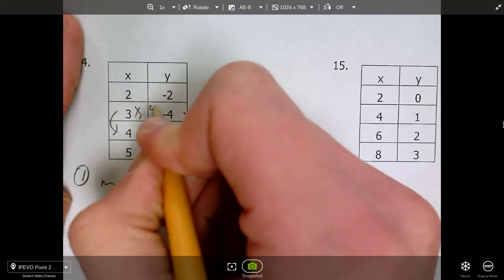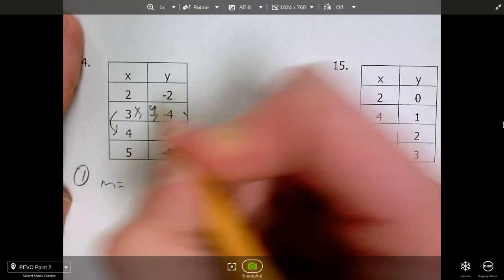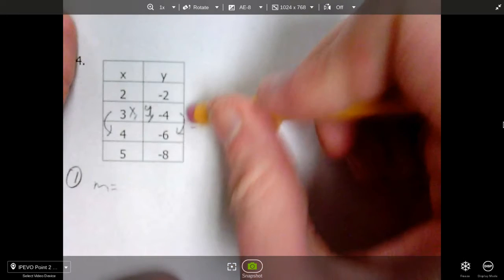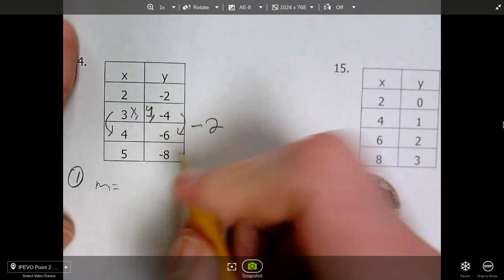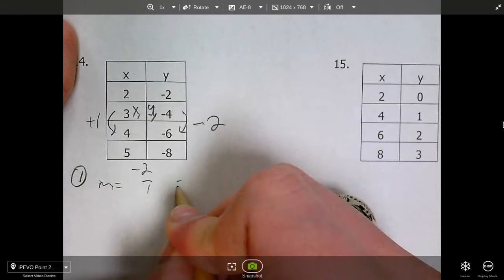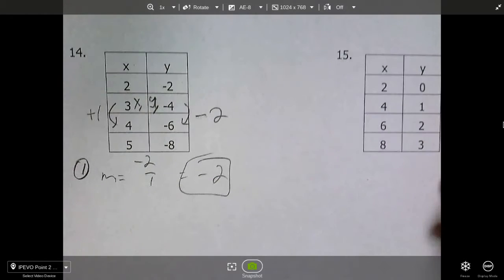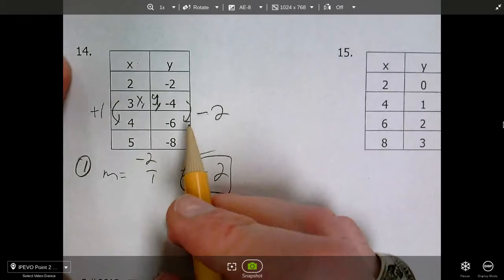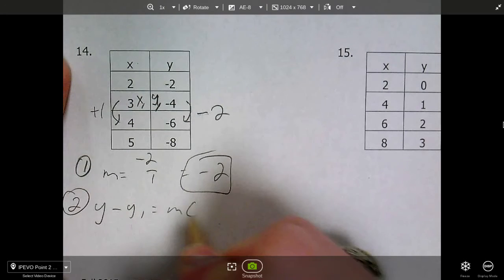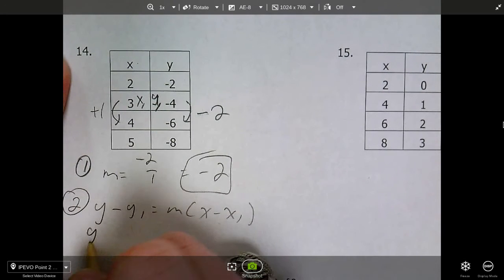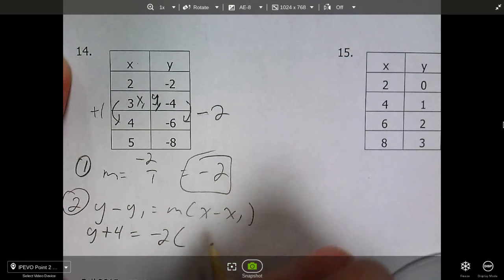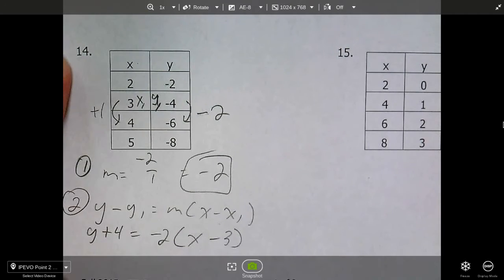Okay, so I'm going to do x1, y1, and that's x2, y2. So that's going down by 2. 3 to 4 is plus 1, so our slope is negative 2 over 1, or just negative 2. Now, I picked this one as my x1, y1, so I'm going to use that for my point slope. y minus y1 equals m times x minus x1. So y minus negative 4, so plus 4. Negative 2 is my slope. x minus 3.